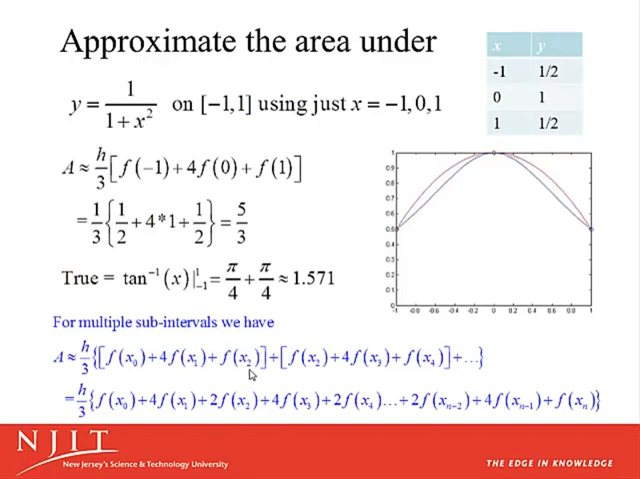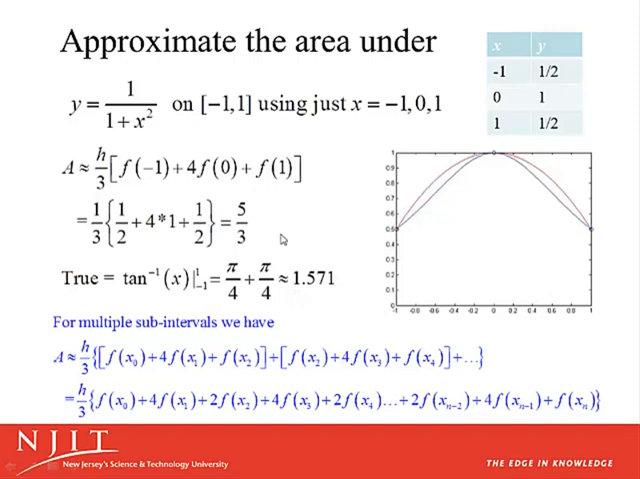We'll perform the same example as we did before. We're really approximating the curve 1 over 1 plus x squared by a parabola, by a quadratic. And what happens when we do that? Well, we have h over 3. h is 1. That's half the width of the whole zone. h is 1, so we have 1/3 the function value at the left, which was a half, plus 4 times the function value in the middle, plus the function value on the right. And so inside the brackets we have 5, so 5 over 3. And the true value again was 1.571.